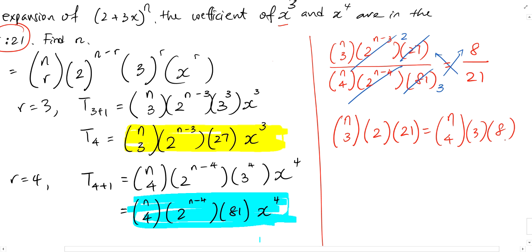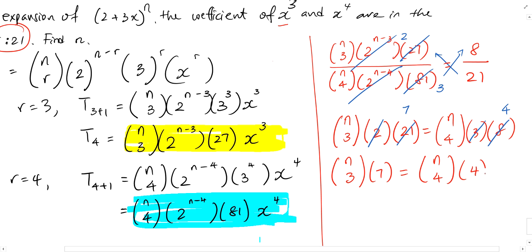Okay. Is there anything else that I can simplify? Yes, there is. Look at the 2 and the 4. Anything else to simplify? 2 and 8. Yes, you're right. 2 and 8. So this one becomes 4, right? 3 and 21. Cancel and cancel. This one becomes 7. Let me simplify it further. So now I get n choose 3 times 7 equals n choose 4 times 4.